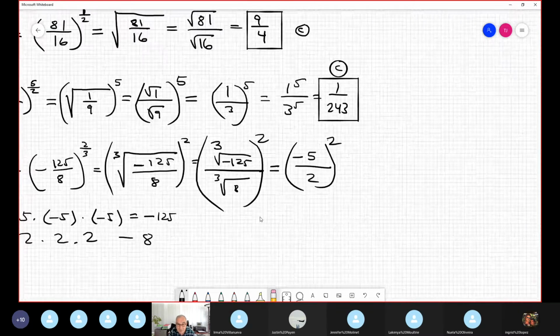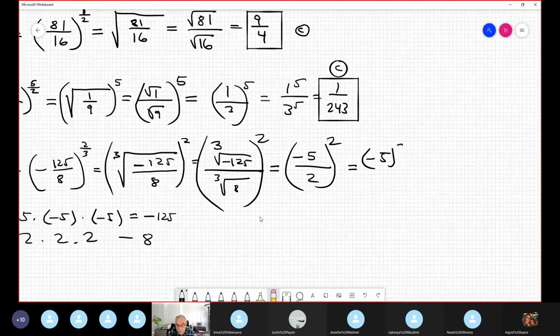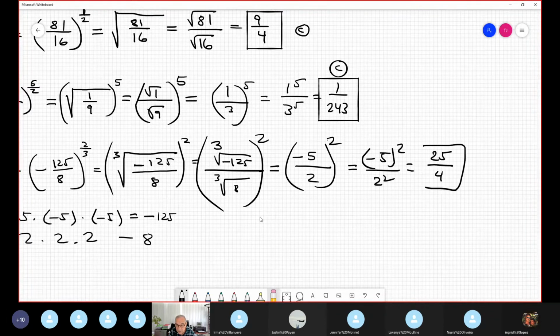So we have negative 5 squared over 2 squared. Negative 5 squared is 25 positive over 4. End of the story, I finish. The answer is 25 over 4, like a C option.